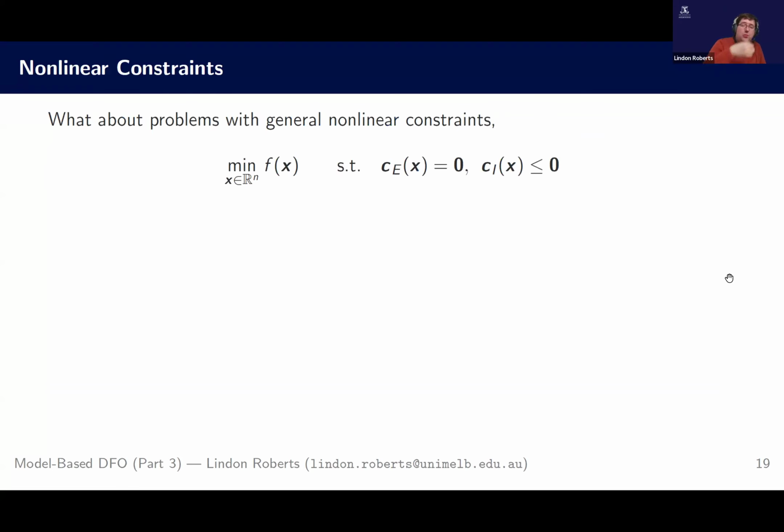What if we've got general nonlinear constraints? So things like equality and inequality constraints. This is more complicated, and there's a variety of approaches depending on where the derivative-free thing comes in. So is it the objective that's derivative-free? Is it the constraints that are derivative-free? Is it both? Is it some of the constraints but not all of them? Now there are more different scenarios that we have to think about.